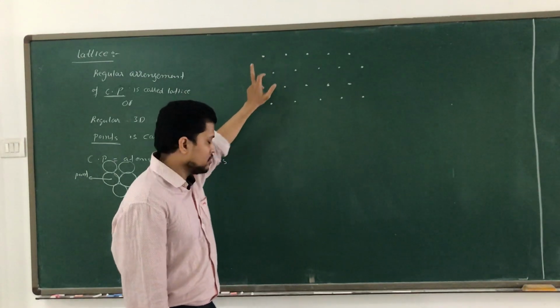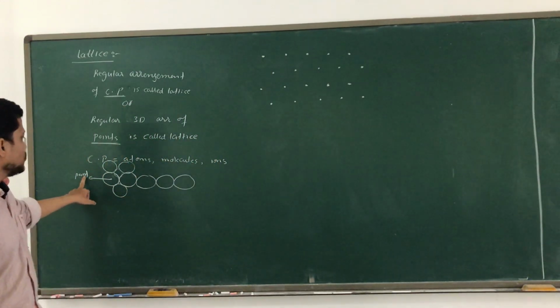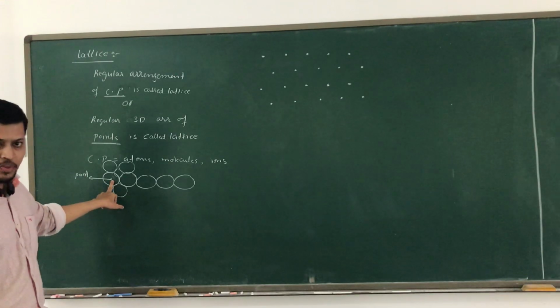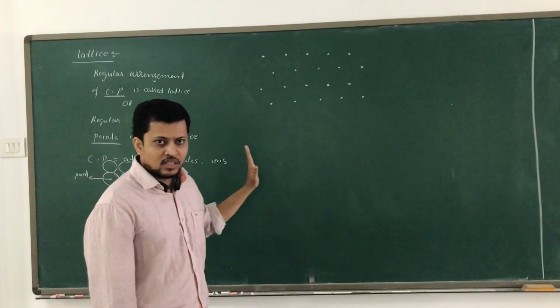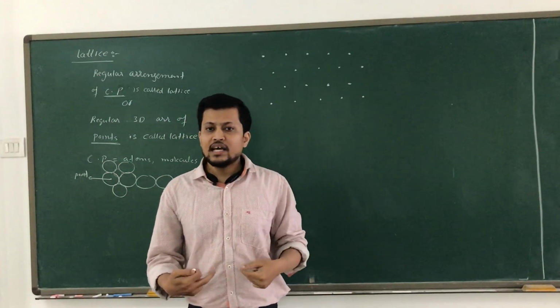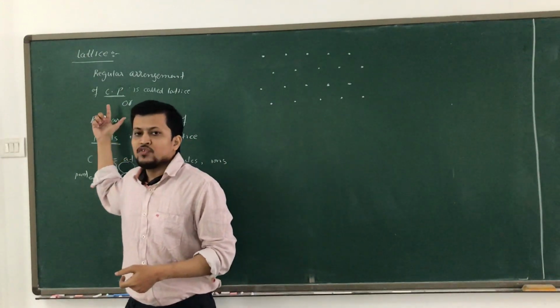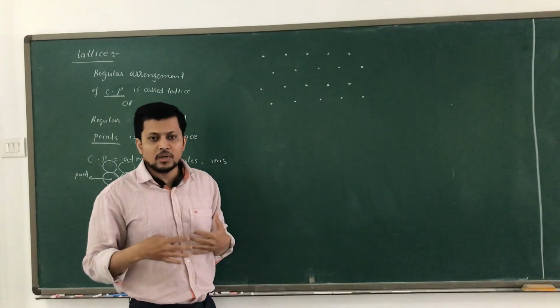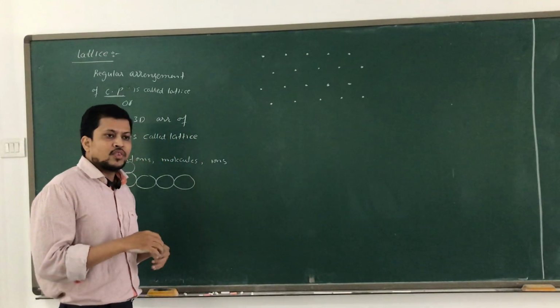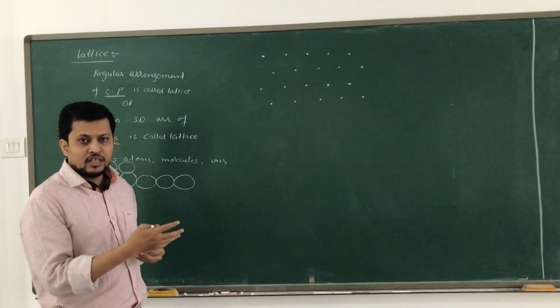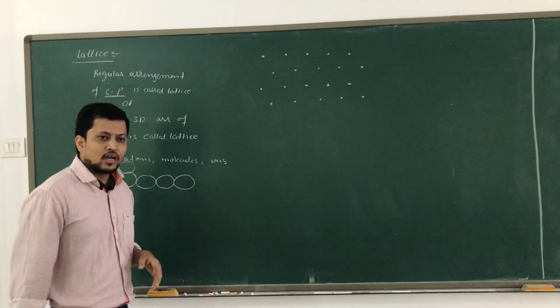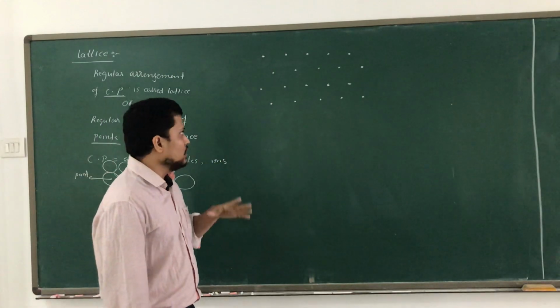So either you can say points or you can say constituent particles. Both are the same. The only thing you need to understand is that the point is nothing but the center, the sphere of the atom, and the atoms, molecules, or ions in the solid are considered as constituent particles. So either you say atom, ion, molecule, or you say constituent particle, correct. Even if you say point in the solid state, that is also considered as atom, ion, or molecule, right?